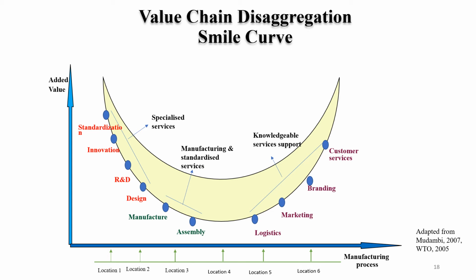Another popular concept in GVC literature is the smile curve. In the smile curve, we try to understand the extent of value generated at different levels. You can see the production activities, which are mostly manufacturing and assembly activities. The level of value generated at this level is relatively low, till the logistics part.